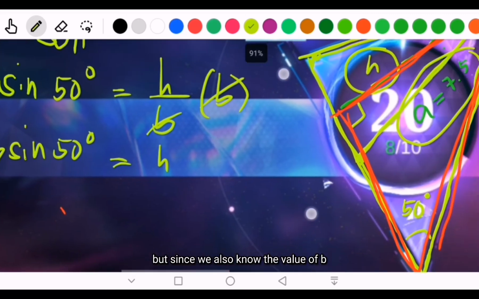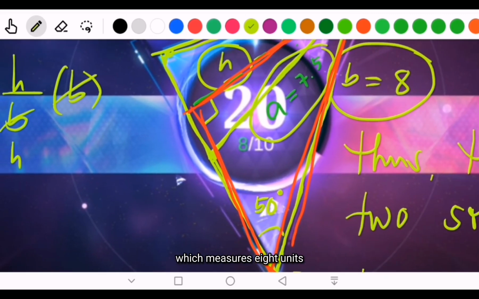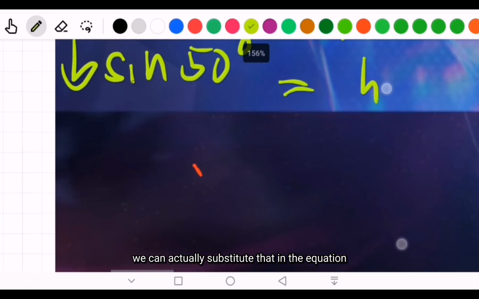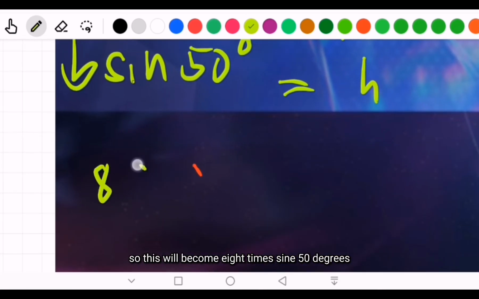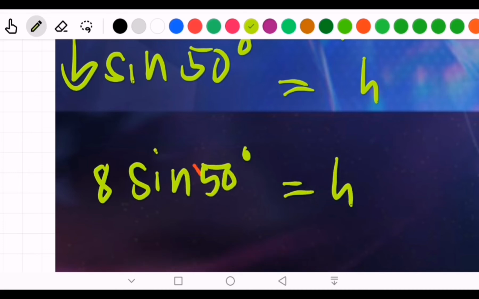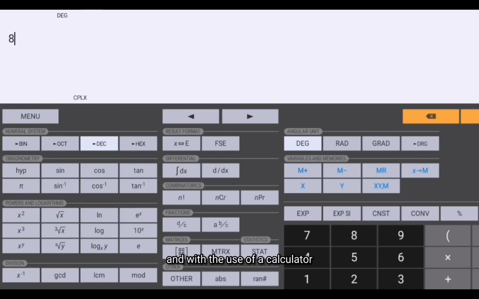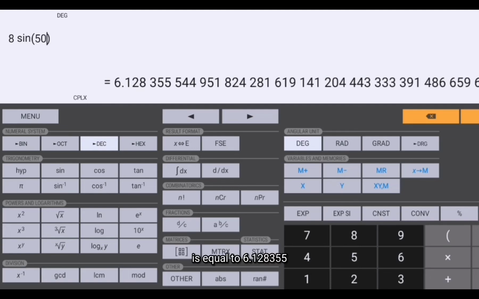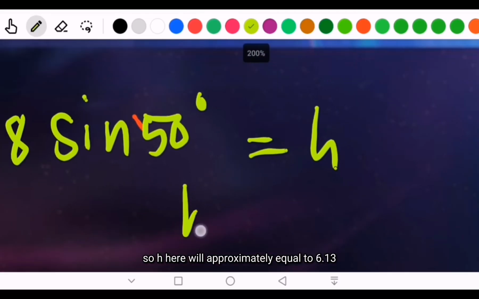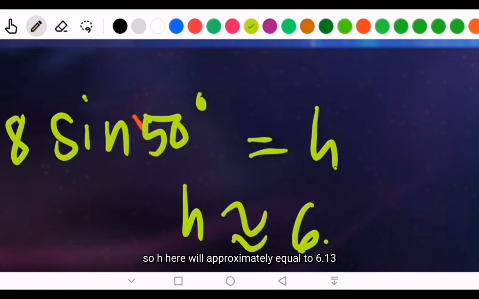Since we know the value of b, which measures 8 units, we can substitute that in the equation. So this will become 8 times sine 50 degrees is equal to h. With the use of a calculator, 8 times sine 50 degrees is equal to 6.128355, and rounding that off to the nearest hundredths will give you 6.13. So h here is approximately equal to 6.13.